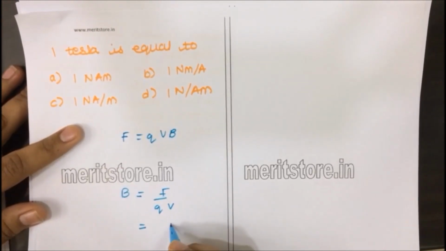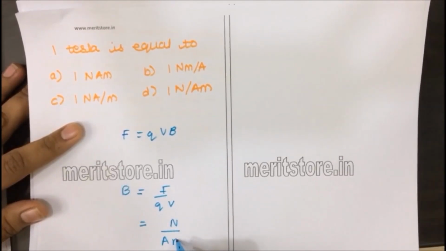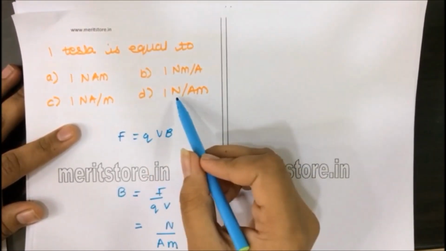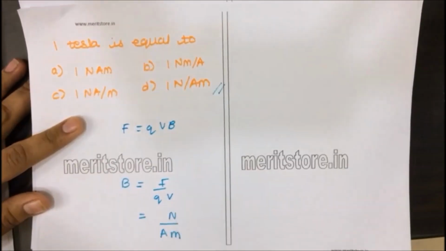Force unit is Newton, and here we have ampere meter. So option D, Newton per ampere meter, is the correct answer.